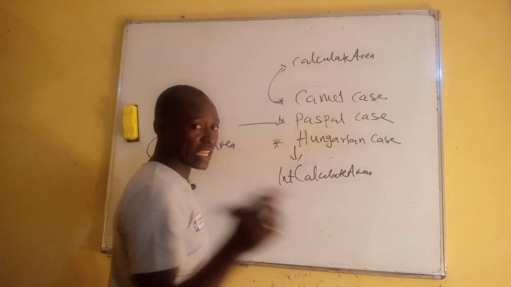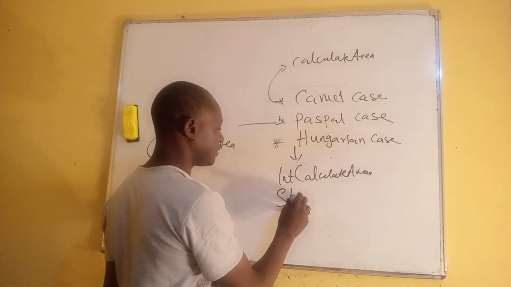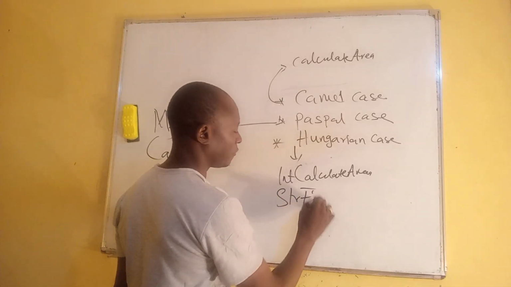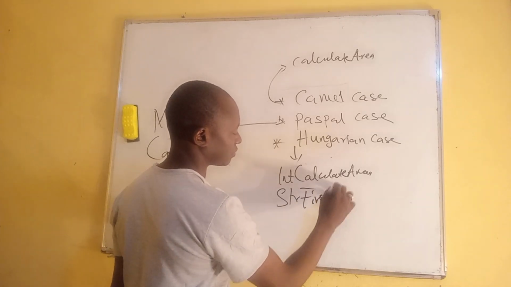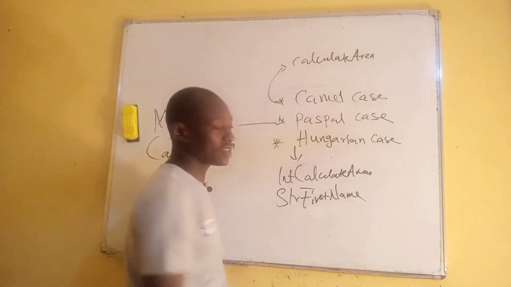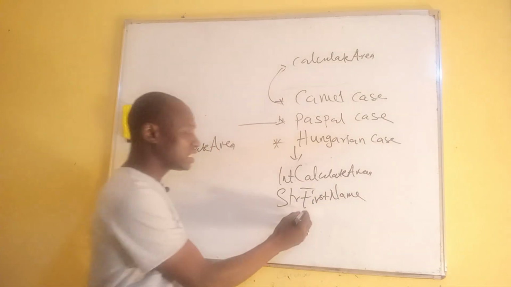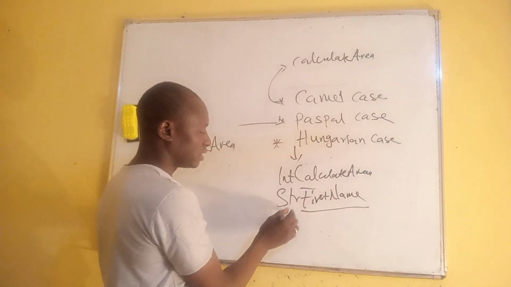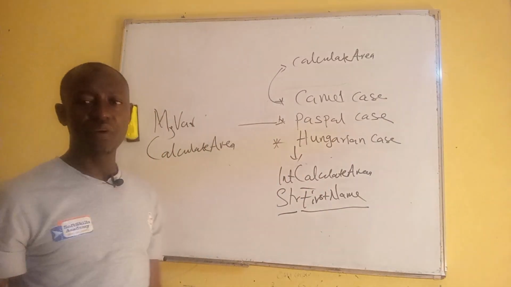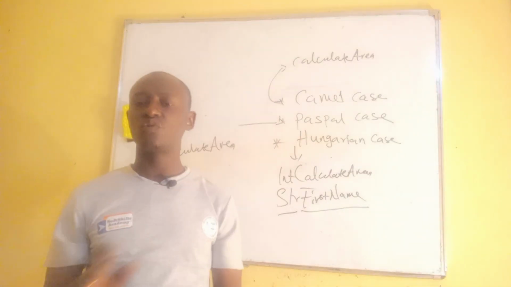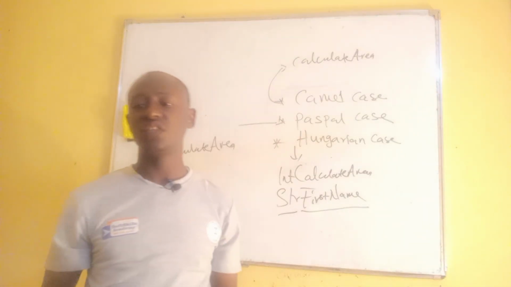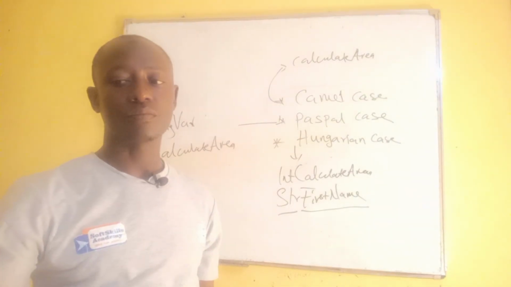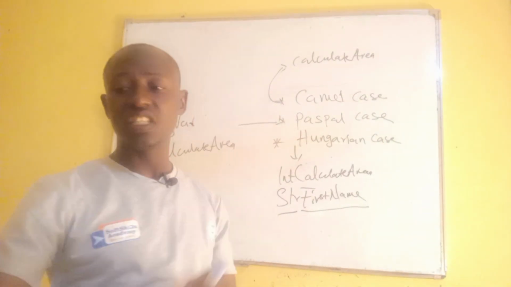So if name is a string, str, then you have strFirstName. Did you get it? This is the Pascal case, and this is the data type. So when you combine the data type together with your Pascal case, it gives you Hungarian case. Are we following here? So that is for this one.